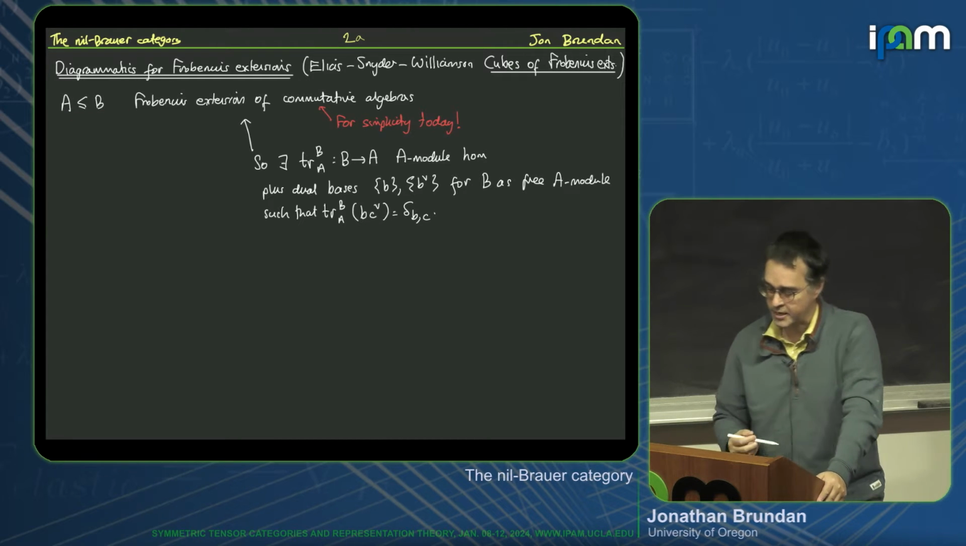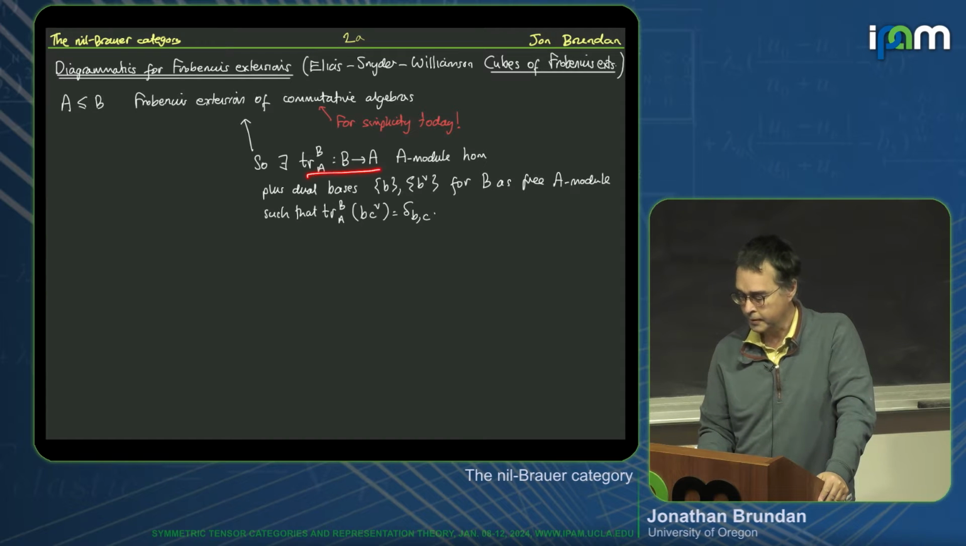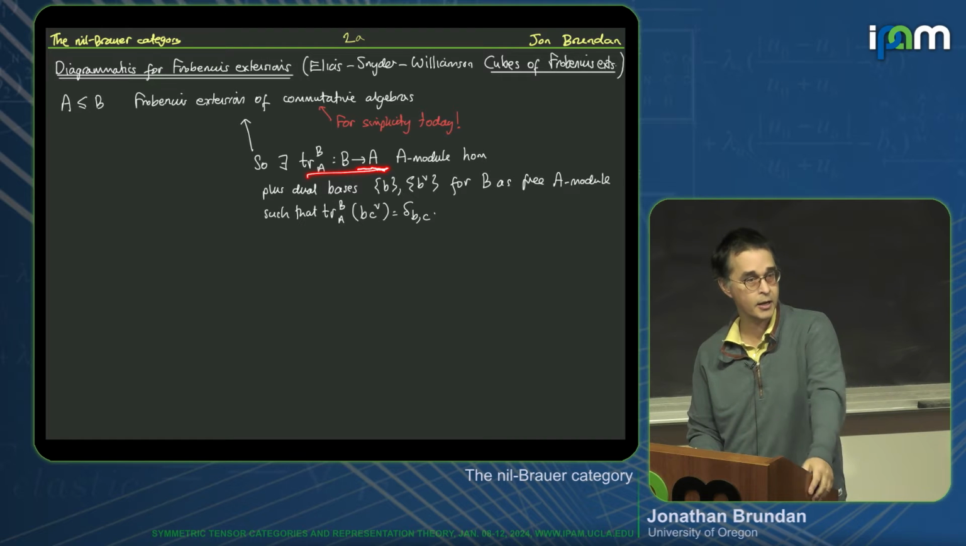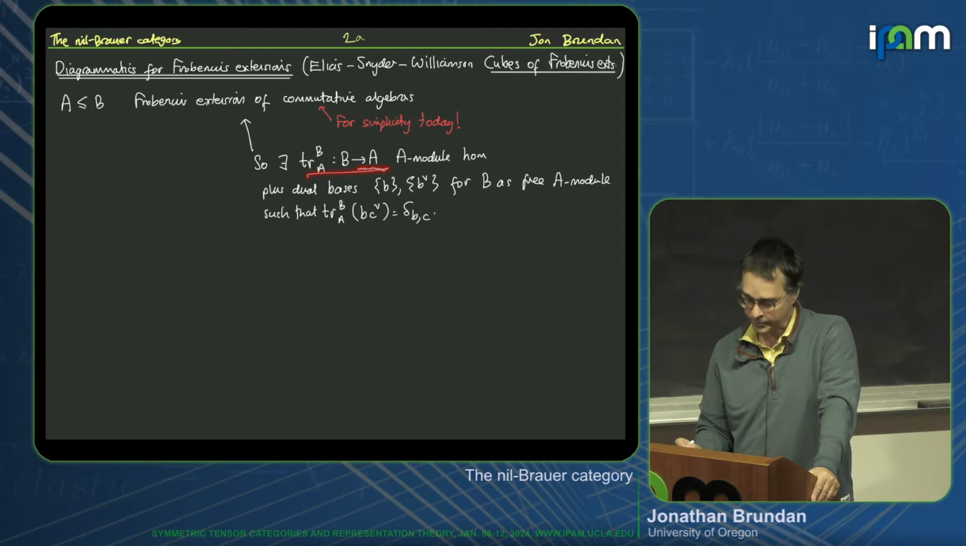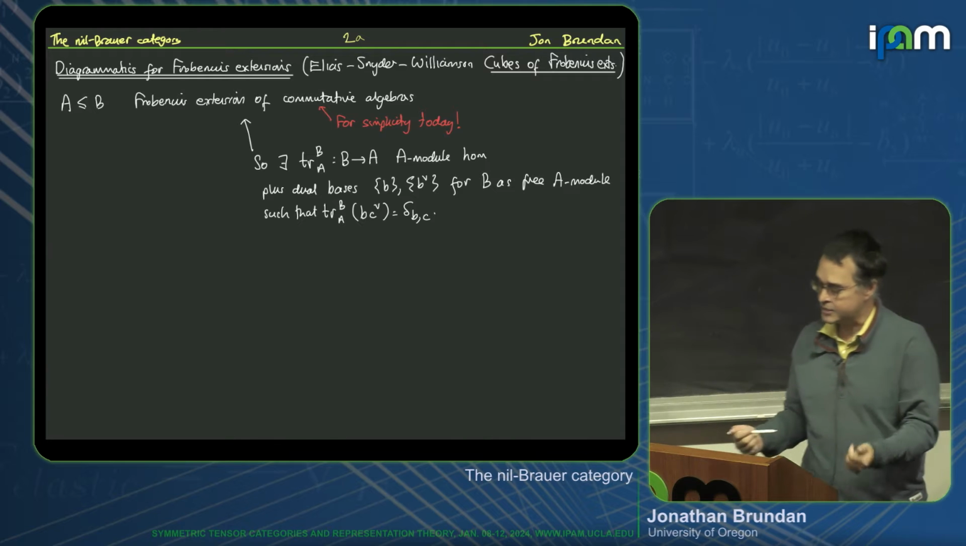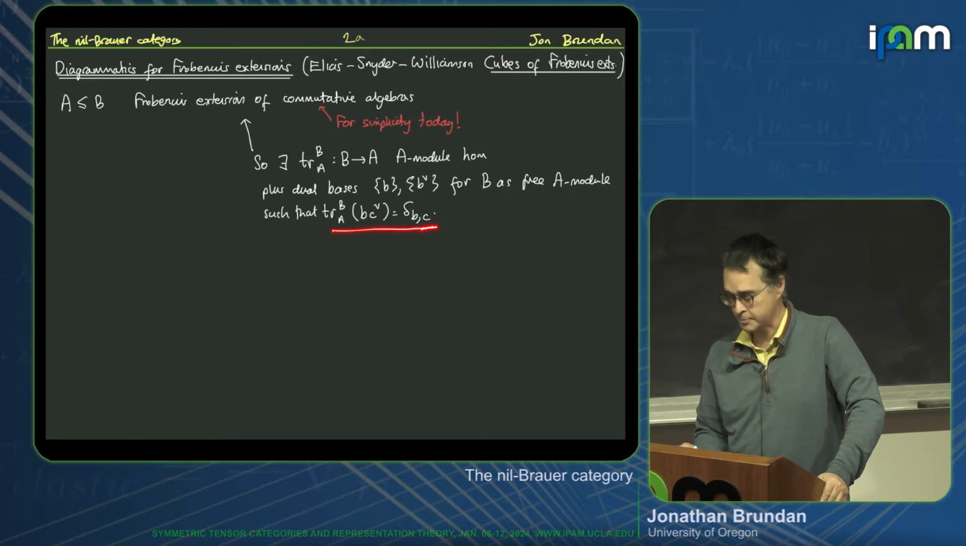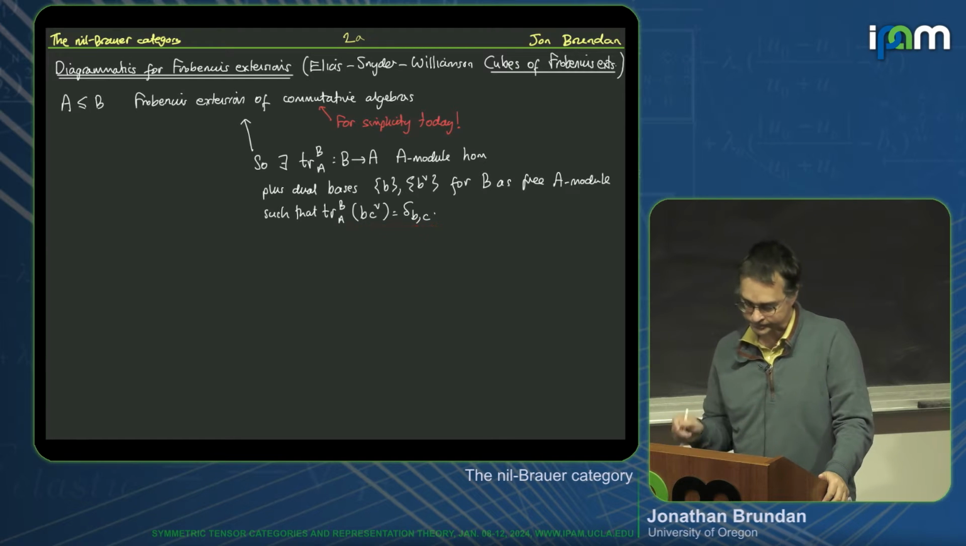So Frobenius extension means that there's a trace map from the big algebra B to the small algebra A. Everything's commutative, so this should be an A-module homomorphism from B to A. If things weren't commutative, it would have to be an A-A bimodule homomorphism. And then that needs to be non-degenerate in the sense that you need to be able to find a pair of dual bases, b and b check, for B as a free A-module, and the dual bases with respect to the bilinear form induced by this trace map. So the trace of b c check has to be the Kronecker delta b c.